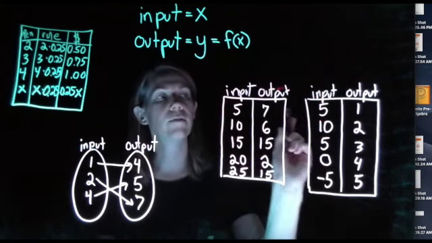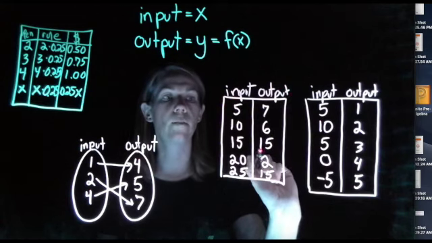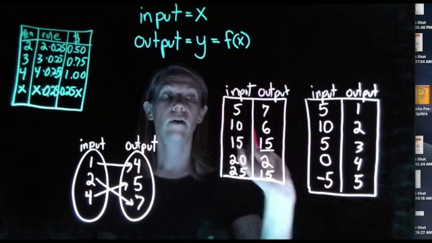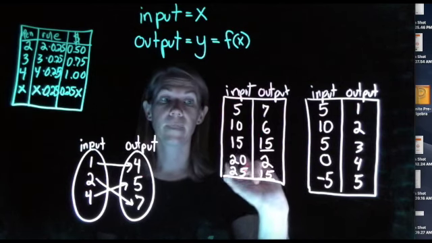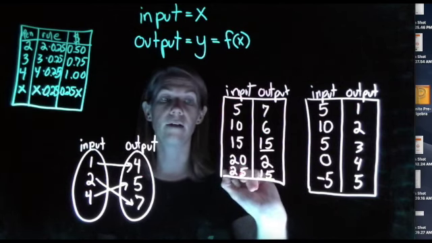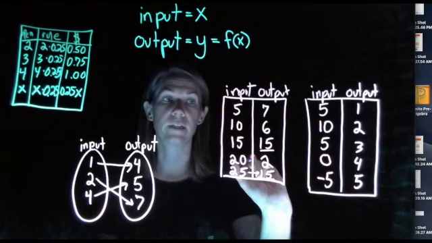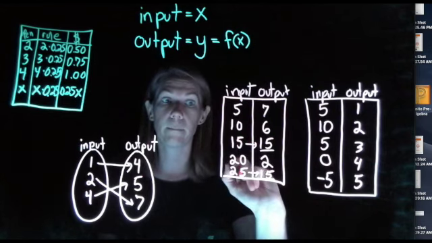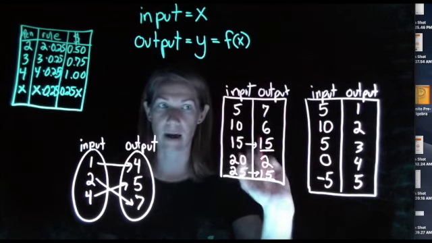It's kind of confusing because you're thinking, oh, well, the output here and here, both of those are 15. That's actually okay, because this 25 gives you an output of 15 and 15 gives you an output of 15. Both of these inputs can have the same output.